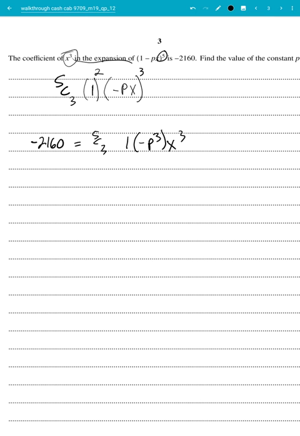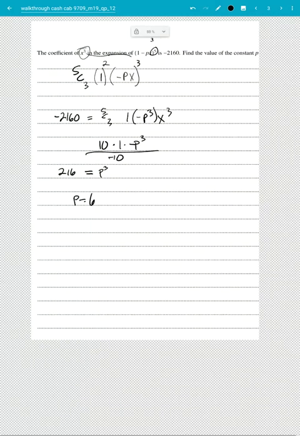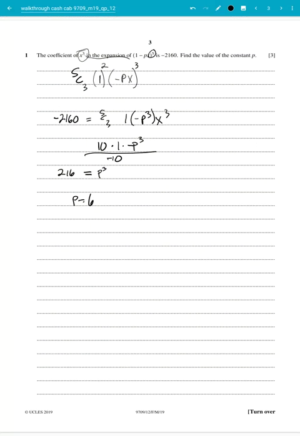So you're going to do 5, and if you're using the TI-36X Pro, you're going to double tap the and choose R key, and then you're going to select 3. You're going to get 10. So you're going to get 10 times 1 times negative p cubed. I'm going to divide by negative 10. So this gives me 216 is equal to p cubed. So then you can take the cube root of 216, and you get p equal to 6. So there you go. That's how you do problem 1, 3 points.